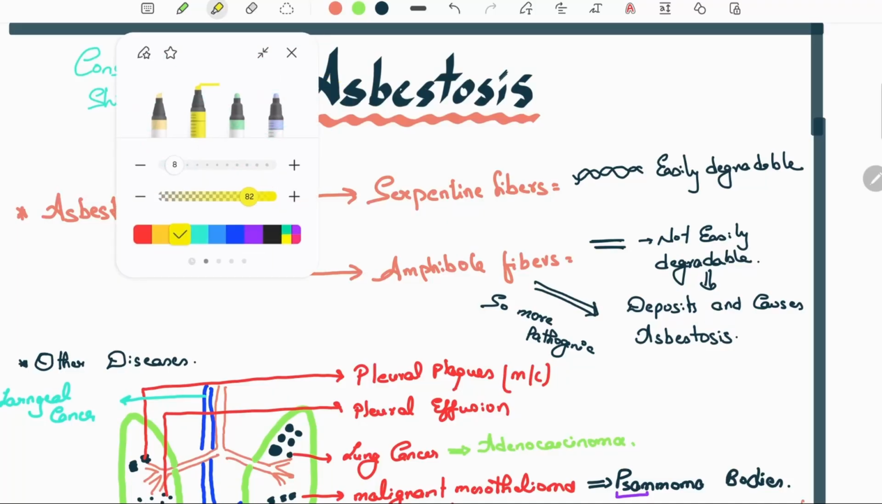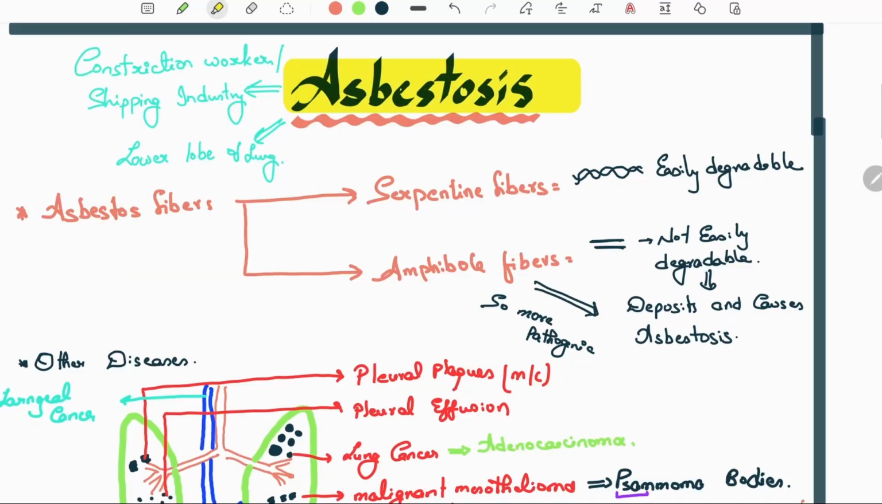Asbestosis. Asbestosis is a very important topic with respect to occupational lung diseases. In this asbestosis, it is mostly present in the construction workers. The people who do construction work are more prone to asbestosis, and also shipping industries, and mostly the lower lobe of lung is affected. In coal worker pneumoconiosis and in silicosis, the upper part of the lung is affected, whereas in asbestosis, the lower part of the lung is affected.